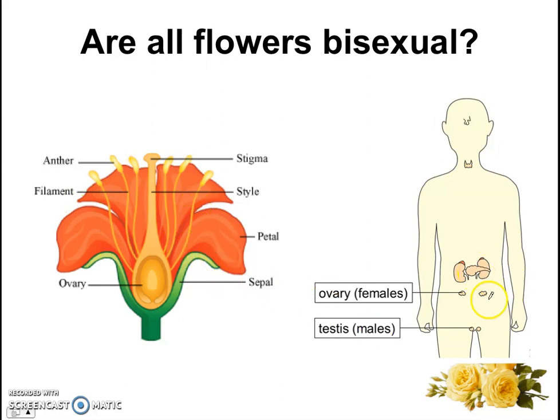Now, you don't see that in humans, right? You all laughed at this diagram the last time when I saw the ovaries and the testes in the same person. Right, but in flowers, we do get bisexual flowers where they have both male and female parts in one flower. The question to leave with you is, are all flowers bisexual?